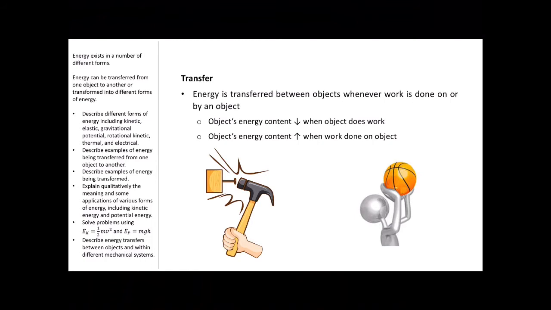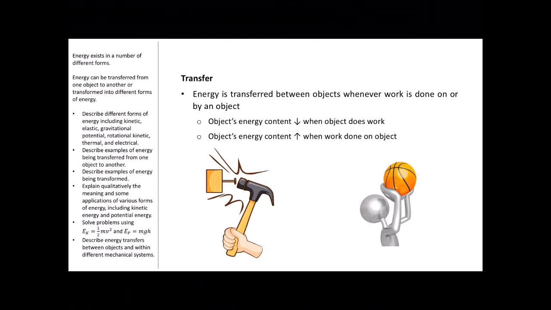So, energy transfer. This is energy that's transferred between objects whenever work is done on or by an object. So, if an object does work, then its own energy content decreases, whereas if work is done on an object, its energy content increases. So the energy of the object doing work is transferred to the object that is having work done on it.